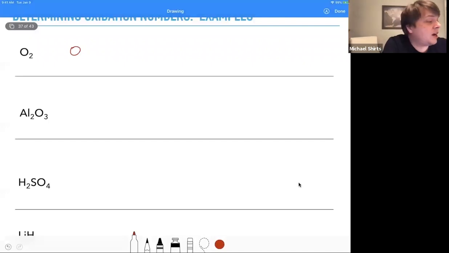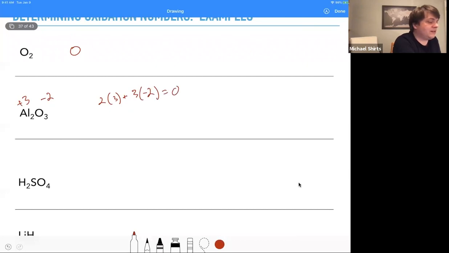Al2O3, well, this is an ionic compound. If it's an ionic compound, then we assume the oxidation numbers are the same as the ions. Ions have an oxidation number equal to their charge. So oxygen is -2, aluminum is +3, and we can see they indeed add to 0 because 2 times 3 plus 3 times -2 equals 0. We know that ionic compounds are net neutral.